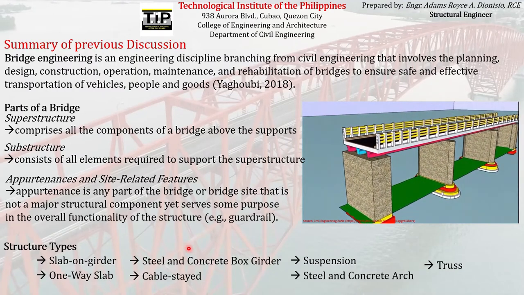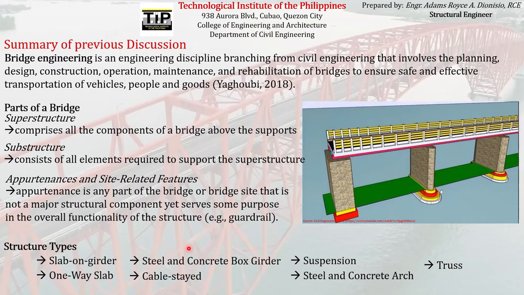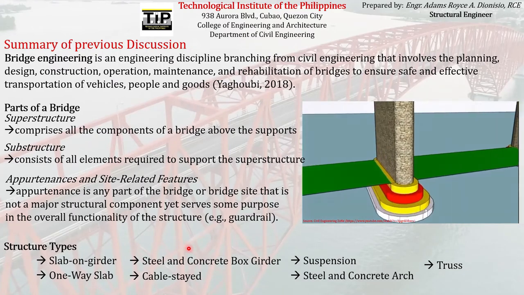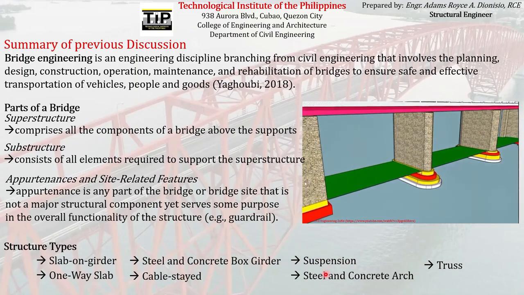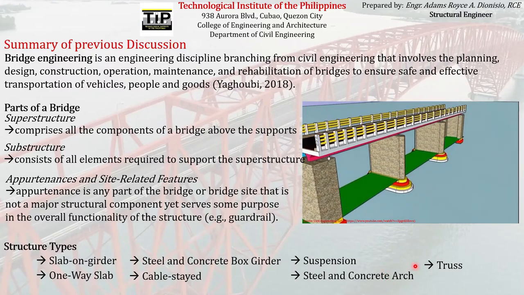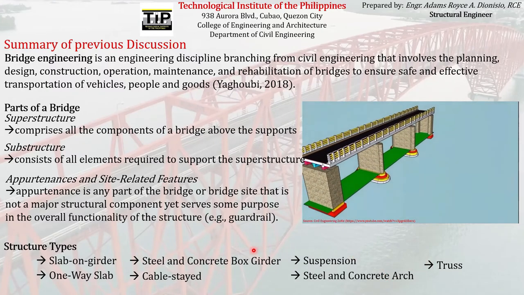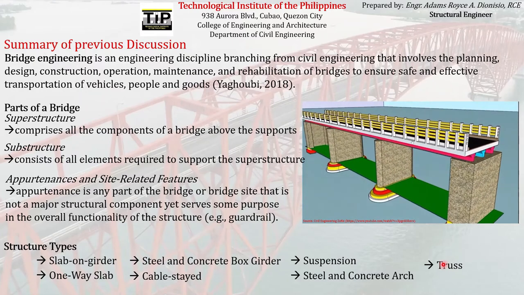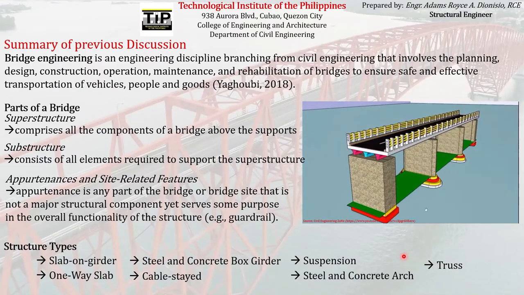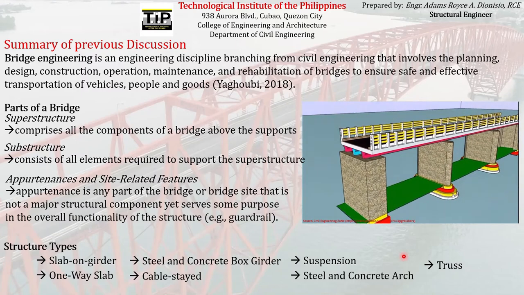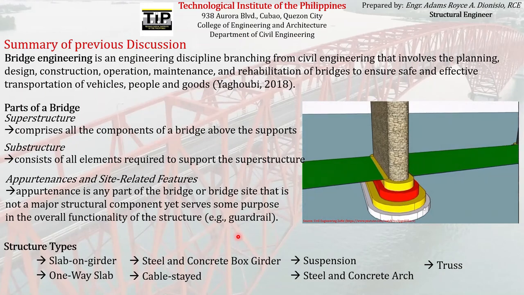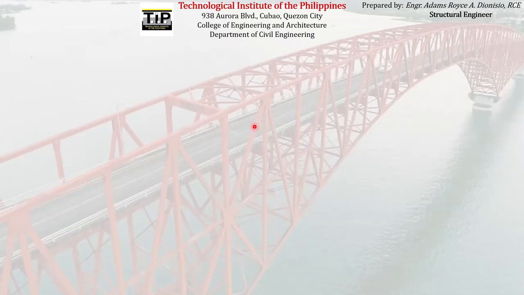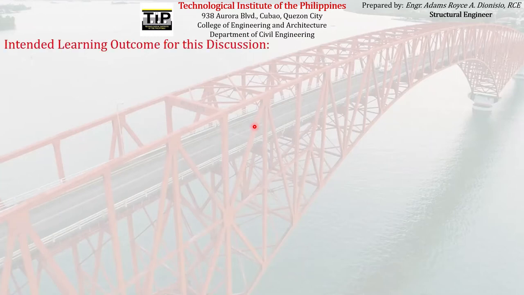If our highway bridge site requires a longer span, we can use steel and concrete box girder, cable stayed, suspension, steel and concrete arch, as well as the truss type of bridge structure, although the truss type can also be used on short to medium span bridges. So these are the things that we have learned from our previous discussion. For this meeting, our intended learning outcomes for this discussion are these.